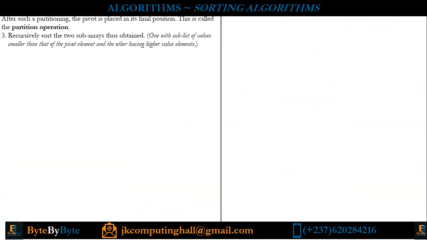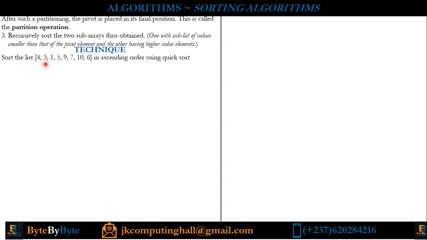After such a partitioning, the pivot is placed in its final position. This is called the partition operation. Recursively sort the two subarrays thus obtained, one with the sublist of values less than the pivot element and the other having higher value elements. The technique, which is the most important, is how to sort an array using the quicksort.